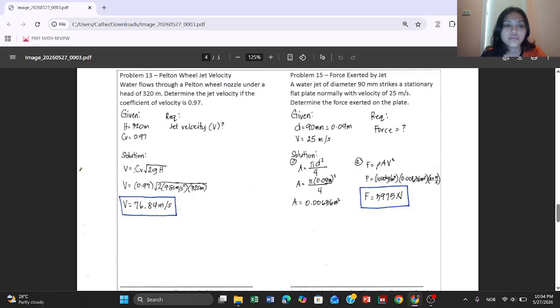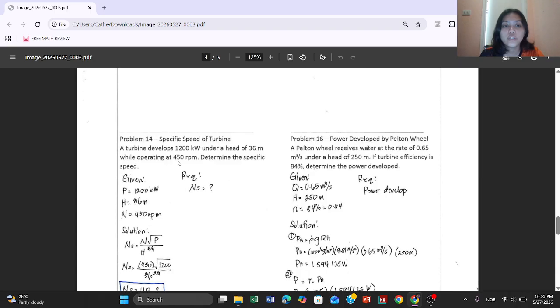So the formula will be V equals Cv, or the coefficient of velocity, times the square root of 2 times gravity times head. And we can get a velocity of 76.84 meter per second.